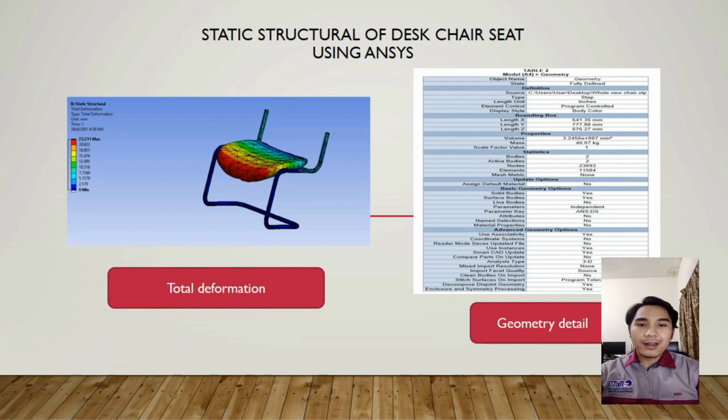The final step of the analysis is to set the solution that we need. The solution involves total deformation, strain, and stress analysis. After solving the analysis, the solution is shown to see which area is affected the most by the maximum and the minimum forces applied.